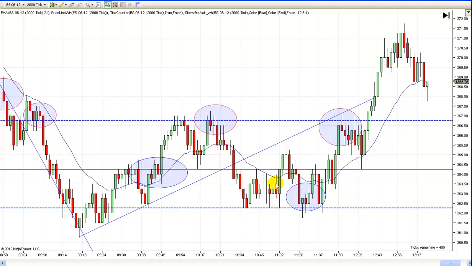There was not a really good setup right here. Too many overlapping bars and dojis to be trying to go long. That's pretty much acceptance of prices right there. And so this was a real iffy entry. And you can see what happened when prices broke out. They failed and came all the way back down again, and then failed out the bottom.